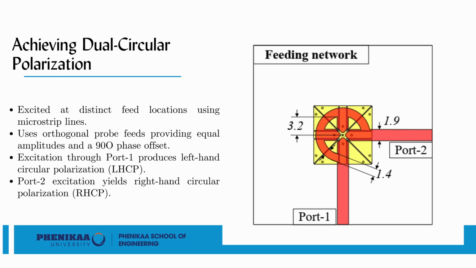The routing dictates the polarization state. Specifically, transmitting a signal through the port designated as port 1 establishes left-hand circular polarization as the dominant mode. Conversely, isolating the signal through port 2 yields right-hand circular polarization. Implementing two ports on a highly compact patch typically causes severe interference. However, our simulation results demonstrate excellent port isolation.